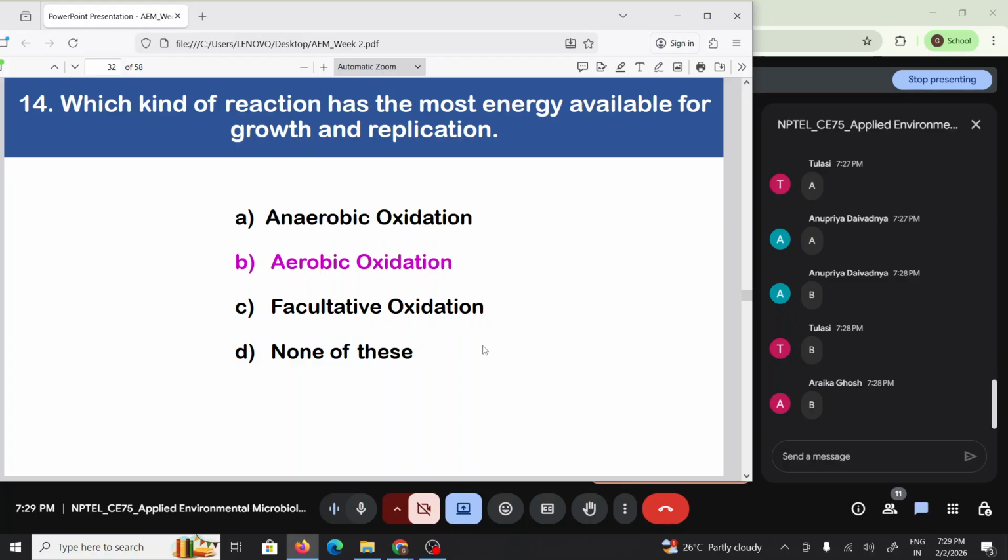Whereas when you talk about anaerobic metabolism, there is not going to be much oxygen, and the ATP yield is going to be lesser in those cases. So aerobic oxidation has the most energy available. You can just simply remember the number of ATPs that are produced, based on which you can answer this question.